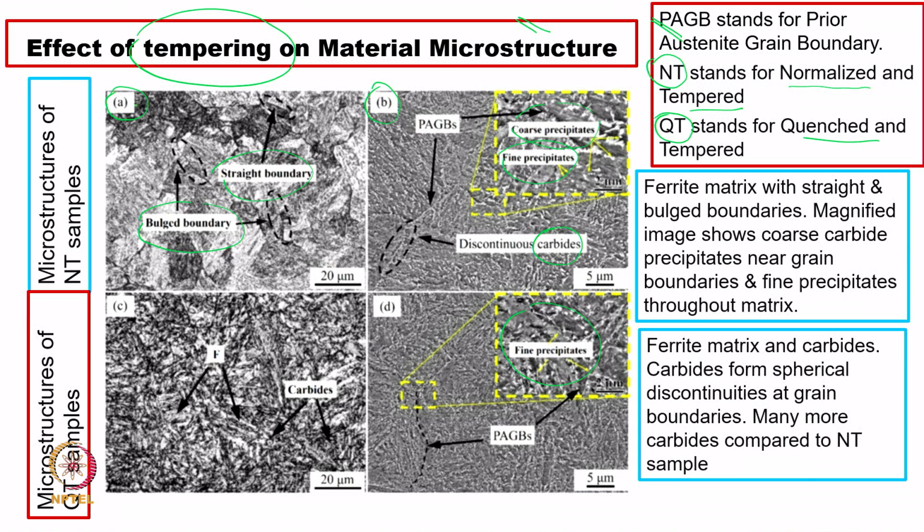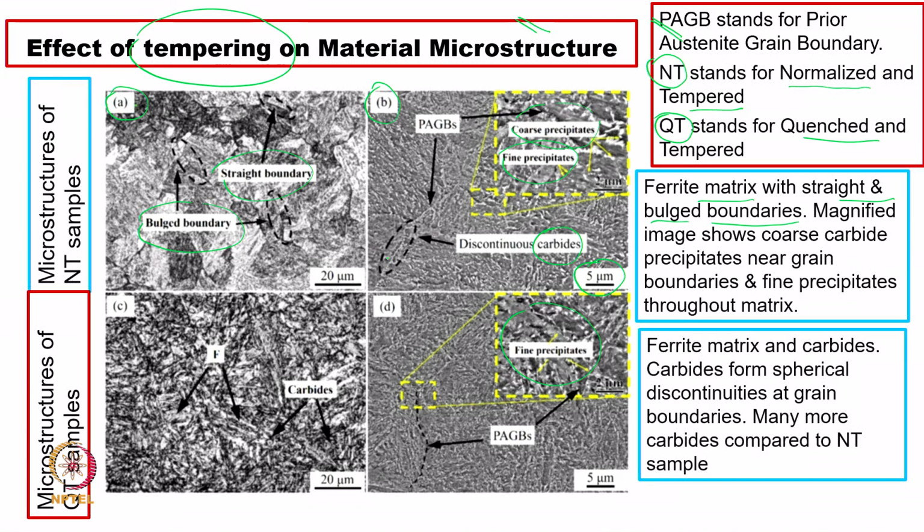So, what we can say here is the ferrite matrix, which is dominating in the case of the bainite structure. The ferrite matrix with straight and bulged boundaries can be seen in this case, as I say, the bulged boundaries here and then straight boundaries. And this is magnified, because this is 5 microns, this is 20 microns.